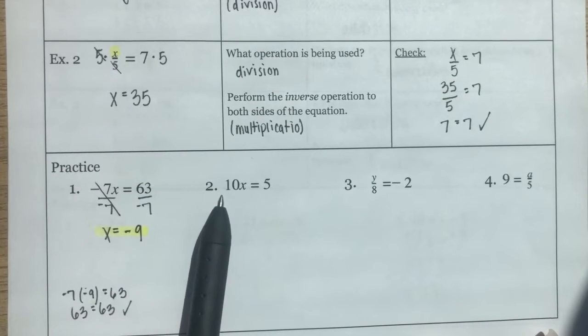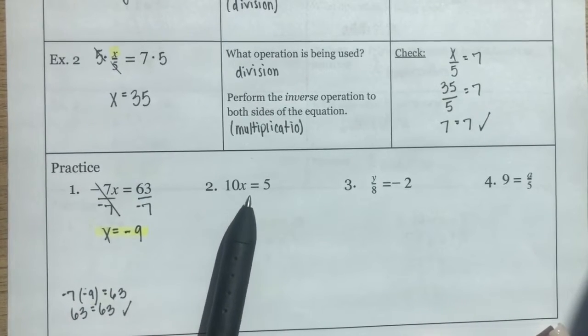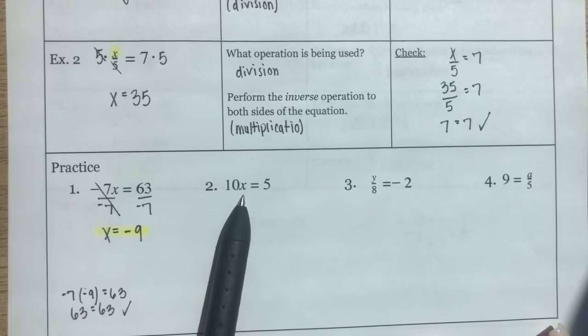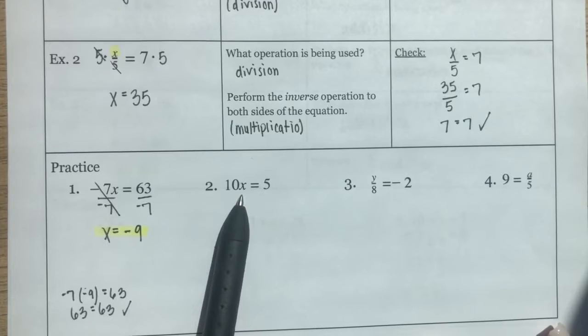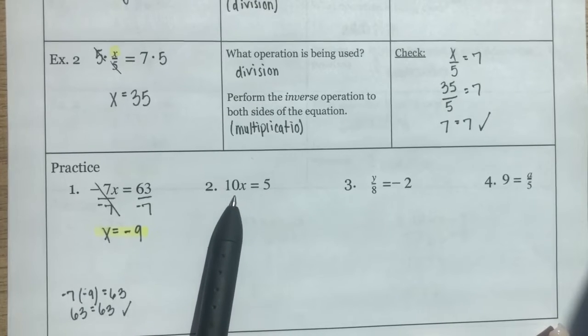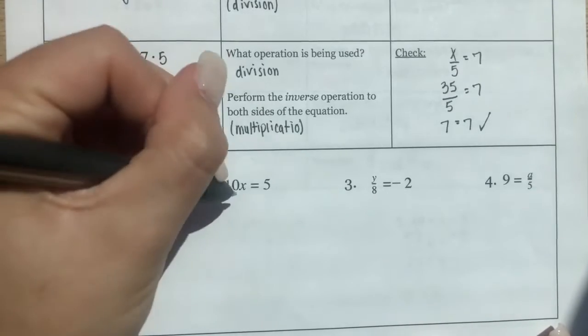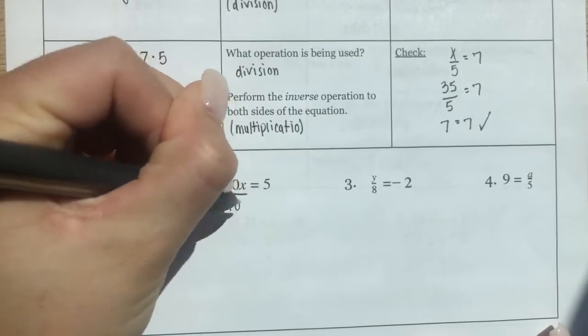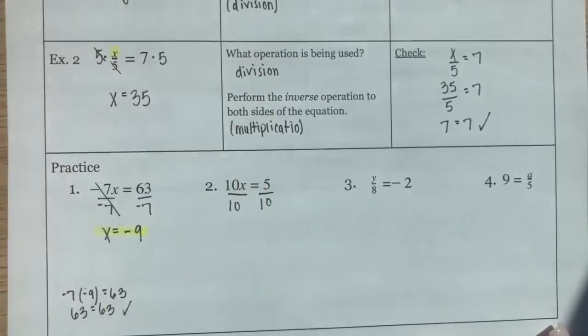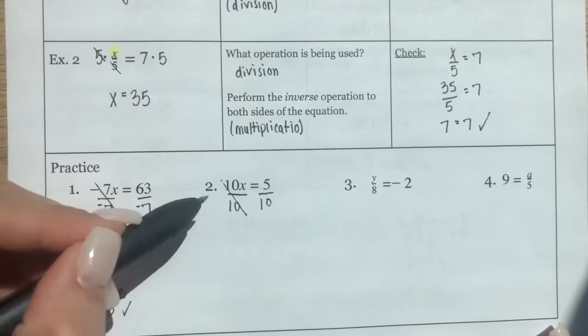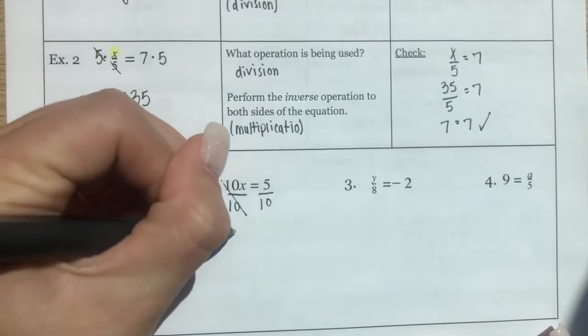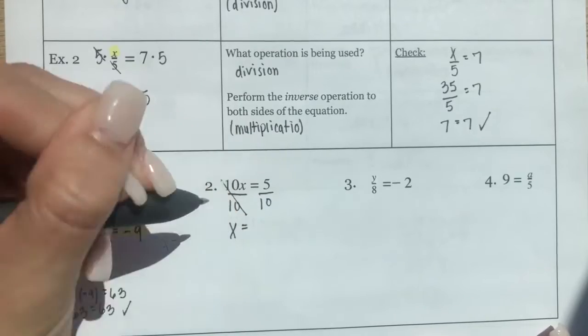And then for number 2, we have 10x equals 5. So the operation that's being done to the x is being multiplied by 10. So to undo being multiplied by 10, or multiplying something by 10, I have to divide both sides by 10. So multiplying by 10 and dividing by 10 undo each other. So on the left side, I'm just left with x.